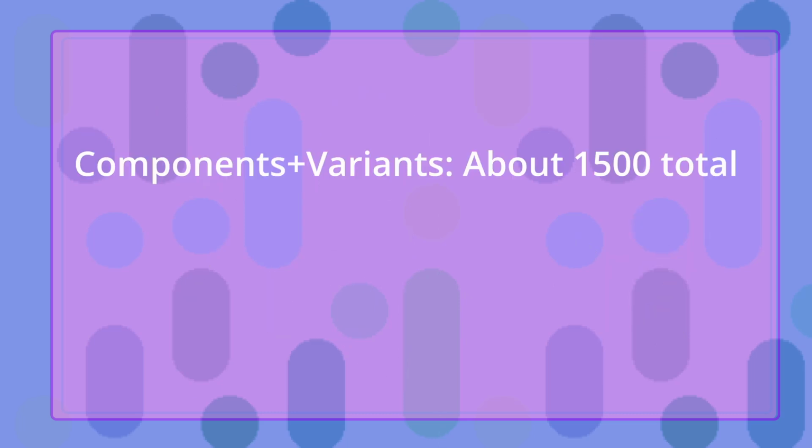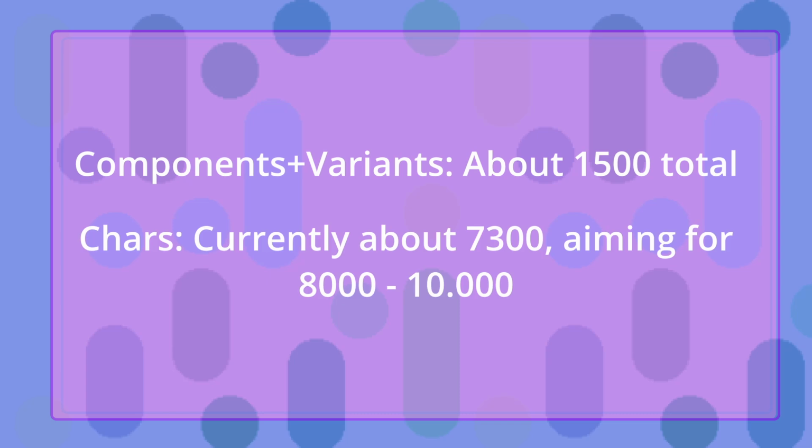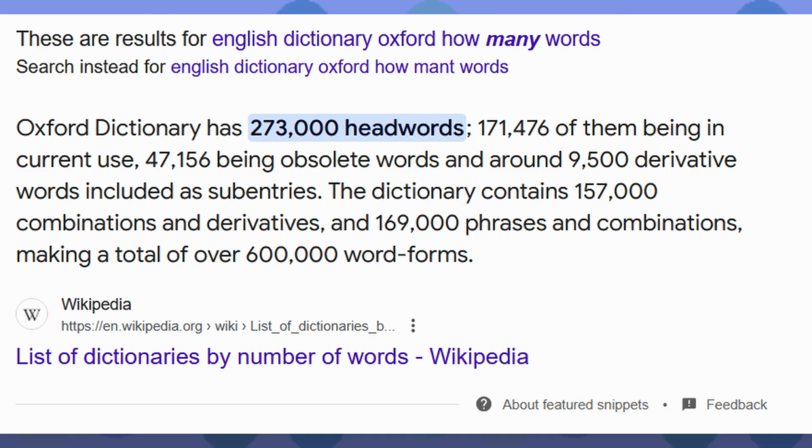If we count variants, there are about 1,400 to 1,500 components and currently about 7,300 characters. We're aiming for 8,000 to 10,000. That may sound like a lot, but English adults recognize like 20,000 words to 35,000 words, and one dictionary counted about 170,000 words in use. That's not counting the words not in it or archaic ones.